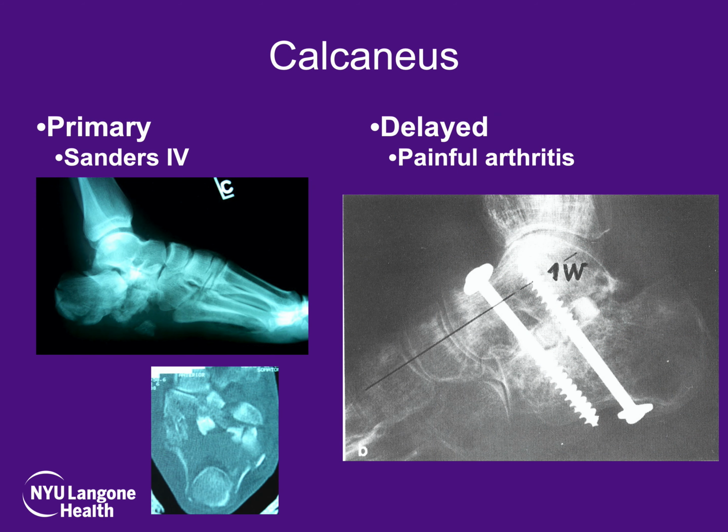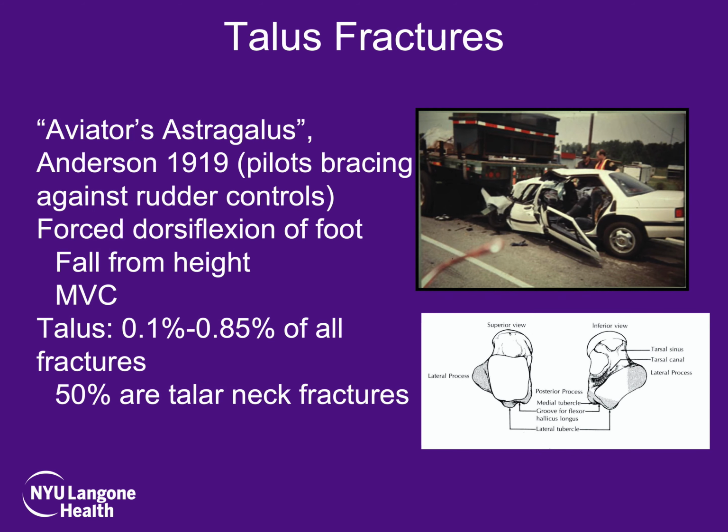Subtalar arthrodesis is used either acutely or in a delayed manner. It is primary treatment for some Sanders type 4 fractures, and reports have demonstrated earlier return to work with the use of this management. It is also used in a delayed manner for those who develop painful arthrosis following calcaneus fracture. In these cases, often a bone block arthrodesis is used to restore calcaneal height. Moving on to talus fractures, also known as the aviator's astragalus, initially seen in early pilots who crash-landed their planes.